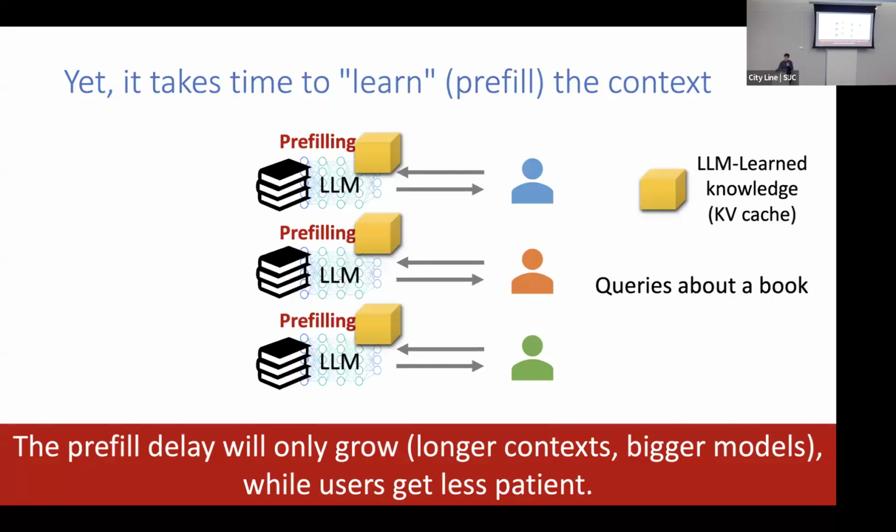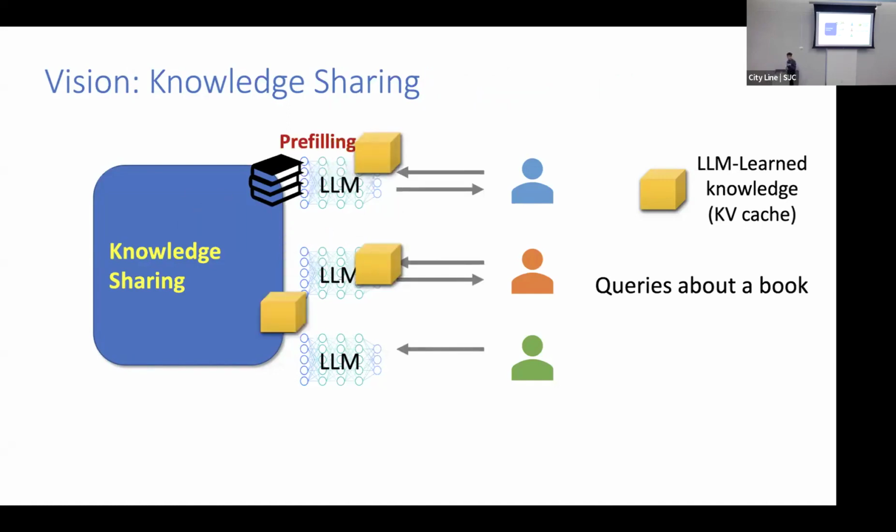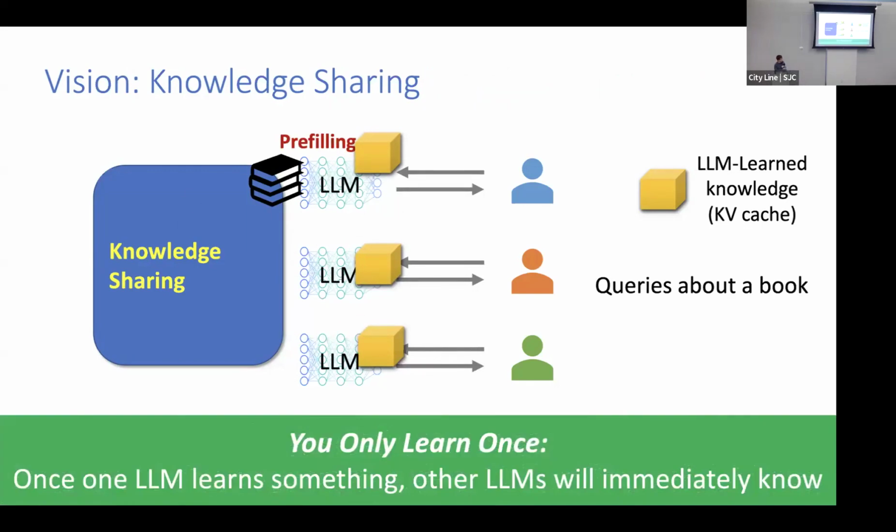And also, users will get less patient. People probably can tolerate a 5 second delay today, but maybe in the future they want really interactivity. So the vision we're investigating is this so-called knowledge sharing. Let's say you have a model read one document. It takes a while for the model to learn the information of that document, but the KV cache, this yellow box, can be shared across models.